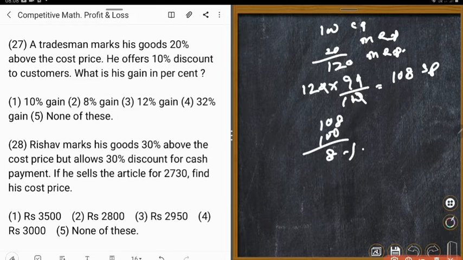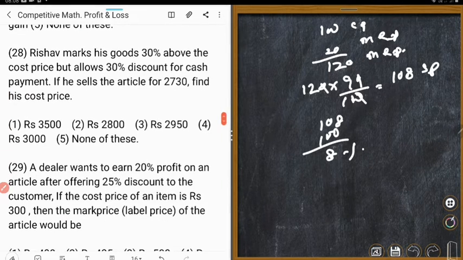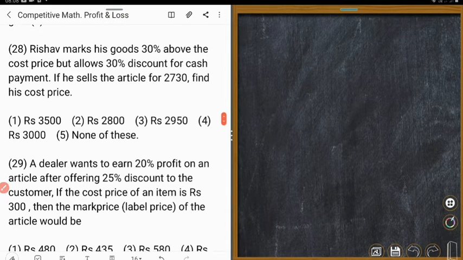Right. Next, what is number 28? Rishabh marks his goods 30% above the CP. CP is equal to 100. This is CP. 100 plus 30, 130. This is MRP. Right.